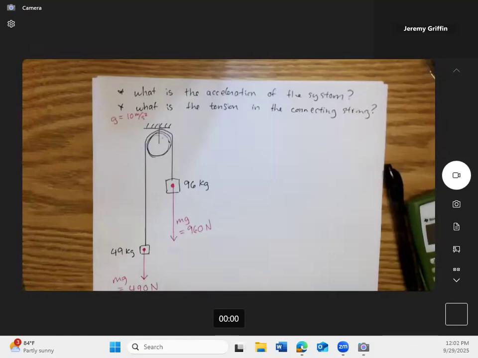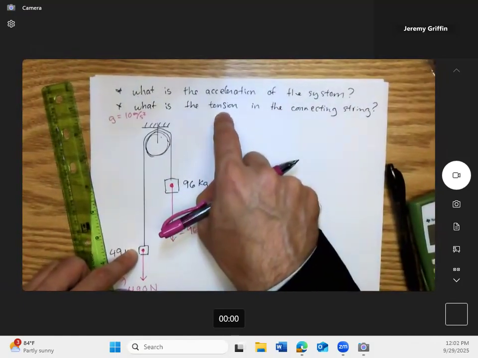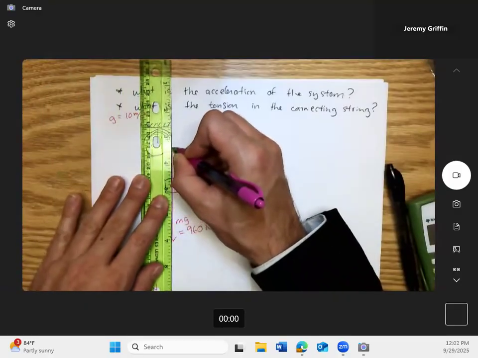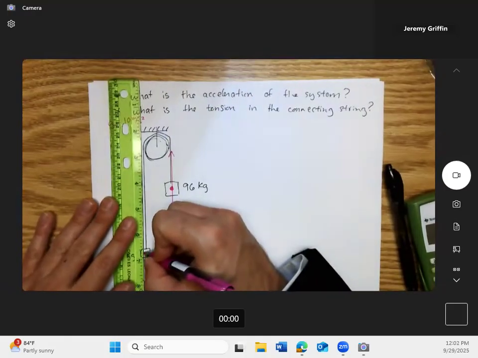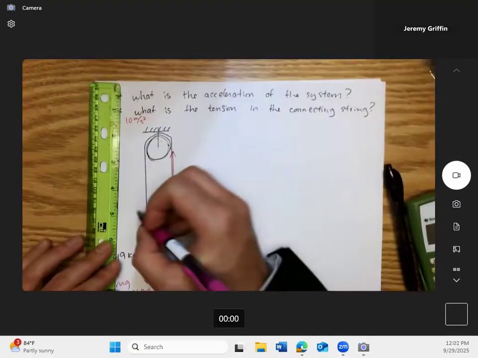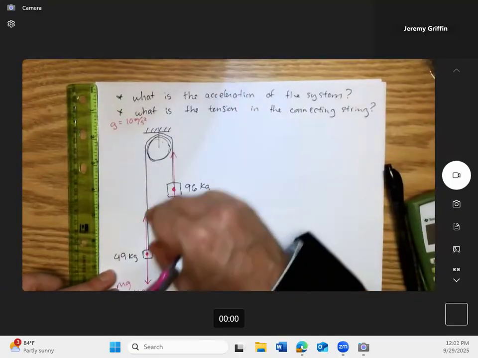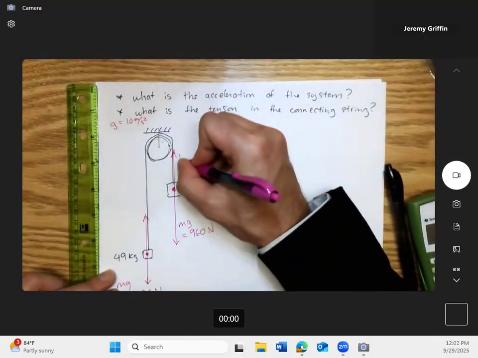If you added more to this free body diagram, eventually we're going to have to answer the question: what's the tension in the connecting rope? Would there be a tension that's smaller than 960 newtons, but also larger than 490 newtons? And it should also be the same tension on both. It's about F sub T.